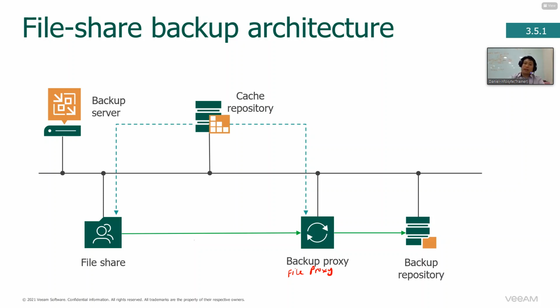Okay, so I require another additional component here called the cache repository. So I need to prepare one additional repository that is stored closer to the file proxy and the NAS file share. So this cache repository is used to speed up your incremental backup. Okay? So this will be a similar case to your agent and virtual machine backup, where your backup server will be the one who initiates all the backup starting, etc.